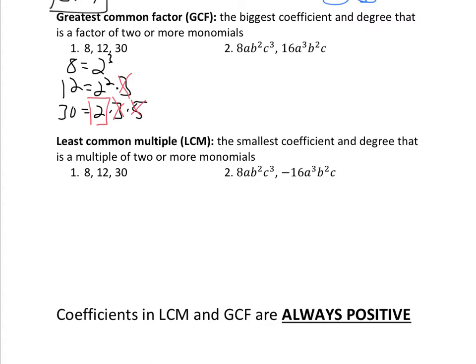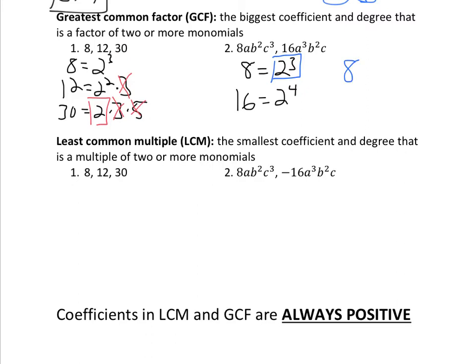Now, you could do this as well in this other simple type example, but there are variables involved here. So in order to do that, first we start with the coefficients. So let's find the GCF between 8 and 16. 8 is 2 cubed, 16 is 2 to the 4th. Okay, the common factor there is 2, obviously. The smallest exponent is cubed, so the GCF for the coefficients is just going to be 8.